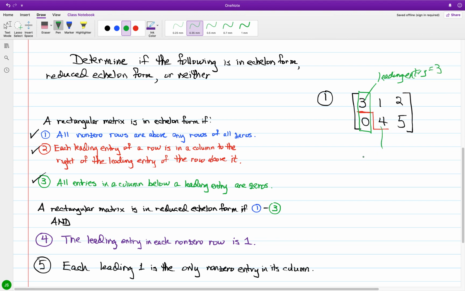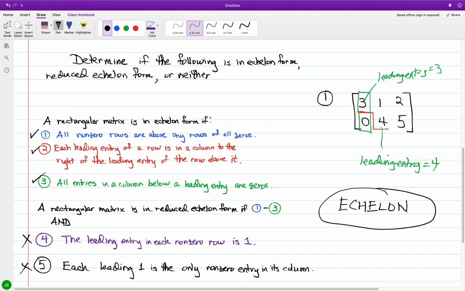And for what we have here, the leading entry in the second row is equal to 4. So this added condition is not satisfied. And if the fourth condition is not satisfied, the fifth one will not be either. So in this particular case, this is going to be echelon only.